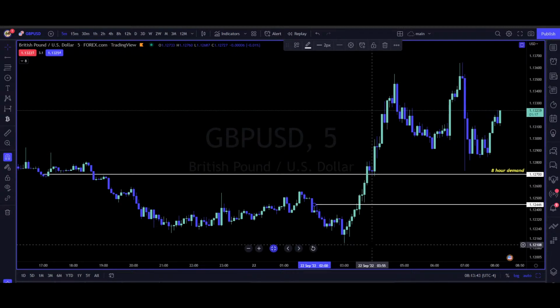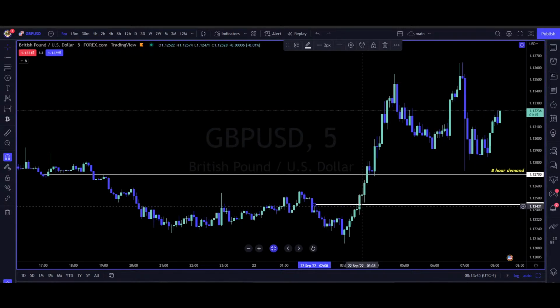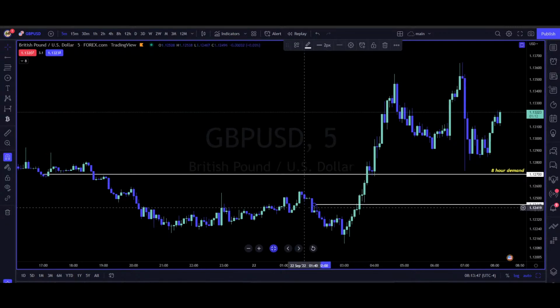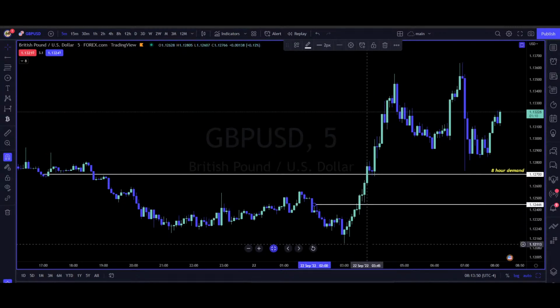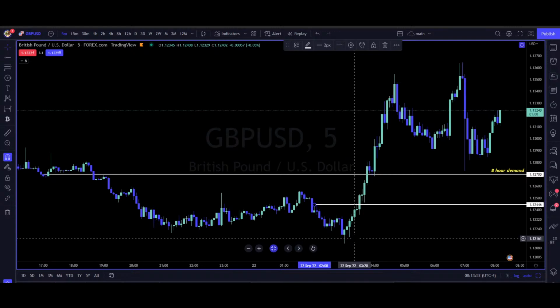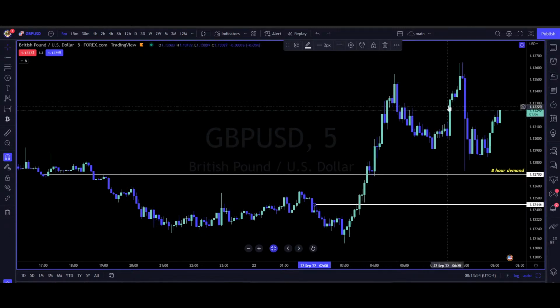It was a very wide stop, a lot wider than I usually shoot for. But it is what it is, right? I couldn't take the trade until it confirmed the trap. So I went ahead and put the long entry in. It was a 25 pip stop loss. Went back to sleep, woke up here.